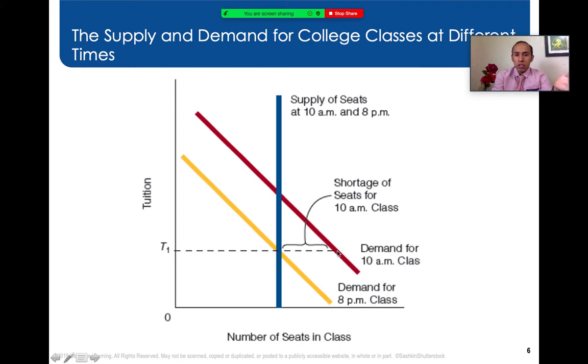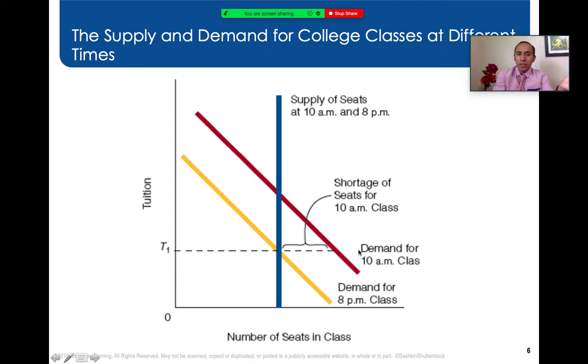We have a shortage situation. We have excess quantity demanded and we have limited supply of seats. The classroom only fits a certain amount of students, 30 people, for example. You have 30 seats available, and you have 40 people that want to take it. So you have a shortage of seats. Excess quantity demanded: 40 people want to take it, and there are only 30 seats supplied at this tuition rate. So we have a shortage of the difference, 10 seats, the gap for the 10 a.m.